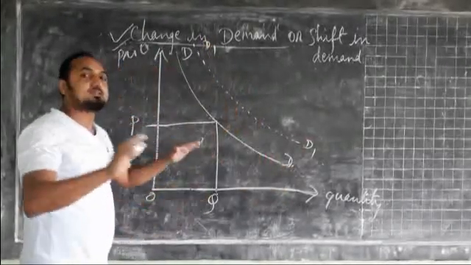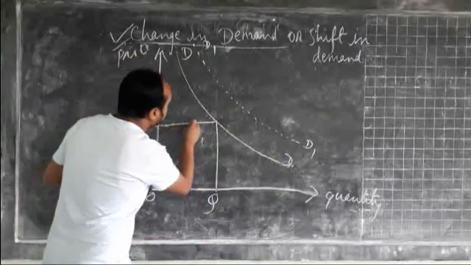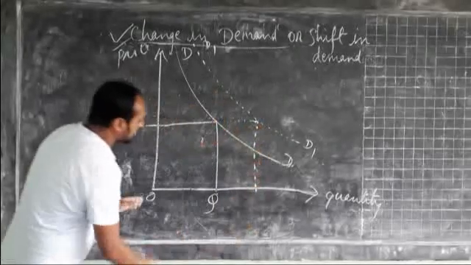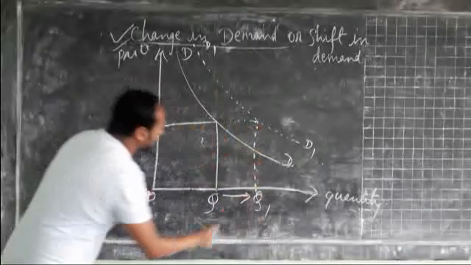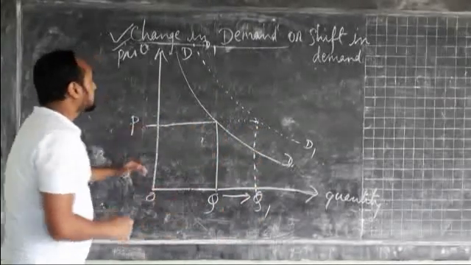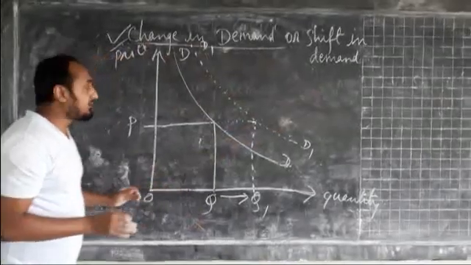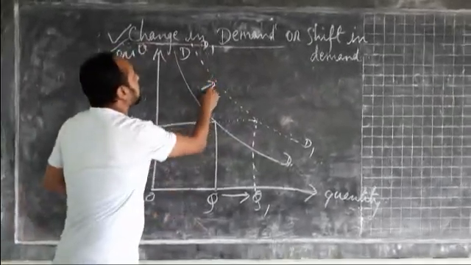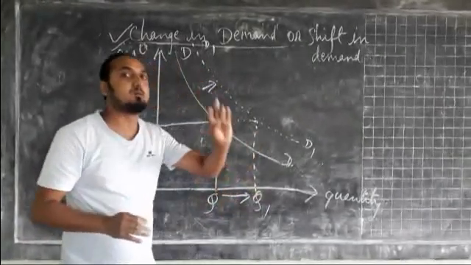So here the price is more or less the same. Price is not changing. So we can notice that at the same price, the quantity demanded is increasing from OQ to OQ1. Once again, in the case of change in demand or shift in demand, the quantity demanded is changing. Here I am showing the case of increasing demand, as I have considered factors like income of the consumer.